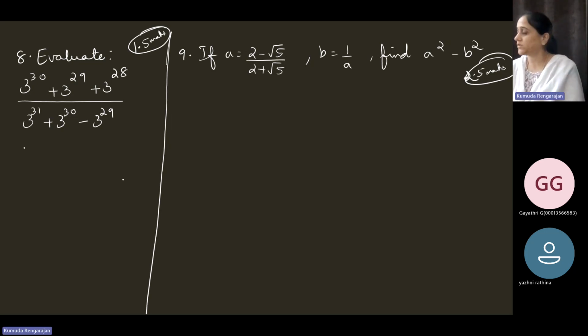Okay. First one. So what's the answer? Okay. So yeah, somebody here, Gayatri, you wanted to share your answer for the 8th one? Yes, ma'am. I got it as 13 by 33. Correct. 13 by 33 is correct.